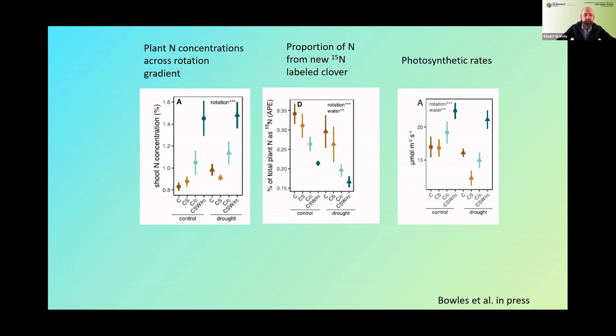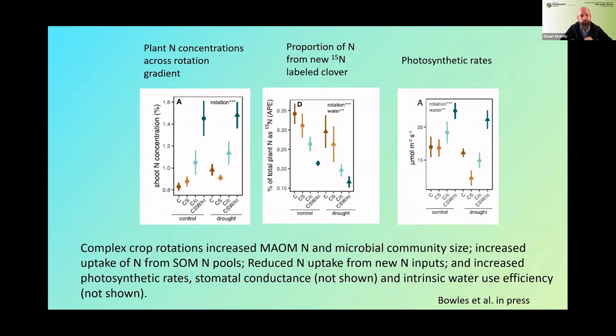We added 15N clover residue to these soils to look at the nitrogen uptake of new versus old soil organic matter. And you can see in this more complex rotation, the plants are very happy getting the majority of their nitrogen from the existing SOM pools, the majority of which are Mayon nitrogen. We also saw much higher photosynthetic rates and productivity in those complex rotations.